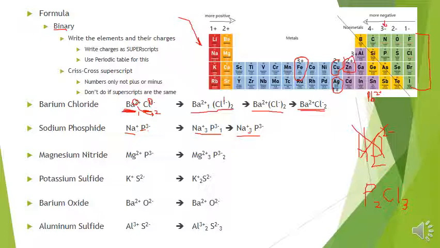Okay, magnesium nitride. Magnesium is 2 plus, it's in the second column. N is, again, similar to the last one, in the 3 minus column. Put those in. Crisscross charges. So the 3 comes here and a 2 goes here, so you have that. And there you go. That's it. Okay. Now notice what you get here is 3 times 2.